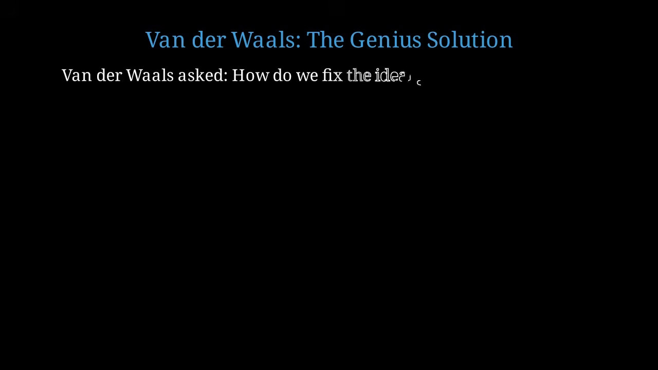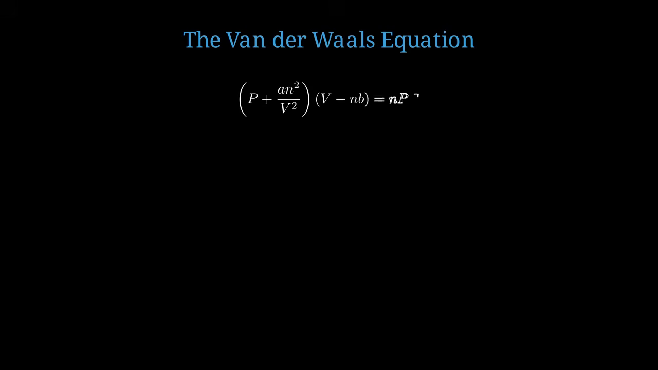For decades, engineers collected data on these deviations, but nobody could explain them theoretically. Then in 1873, a young Dutch physicist named Johannes van der Waals had a brilliant insight. Van der Waals asked himself, how can we modify the ideal gas law to account for these two physical facts? His answer was ingenious. Van der Waals created a modified equation that includes correction terms for both molecular attractions and finite size. Here's the van der Waals equation.